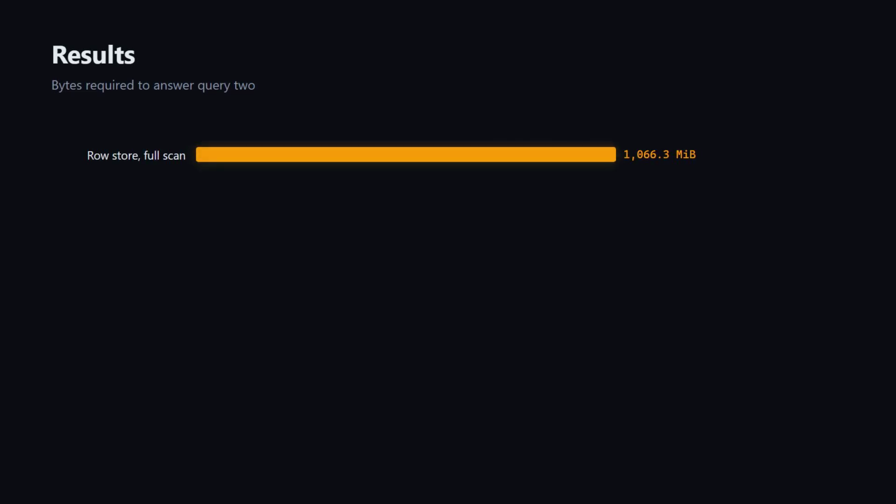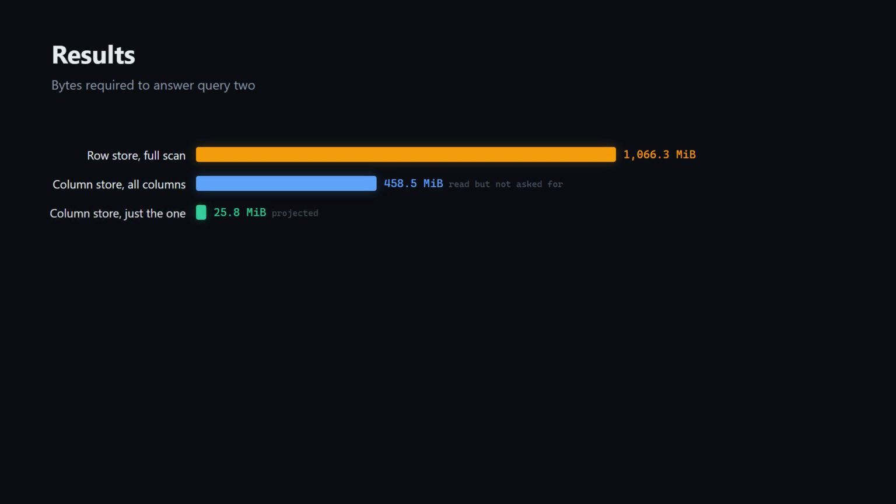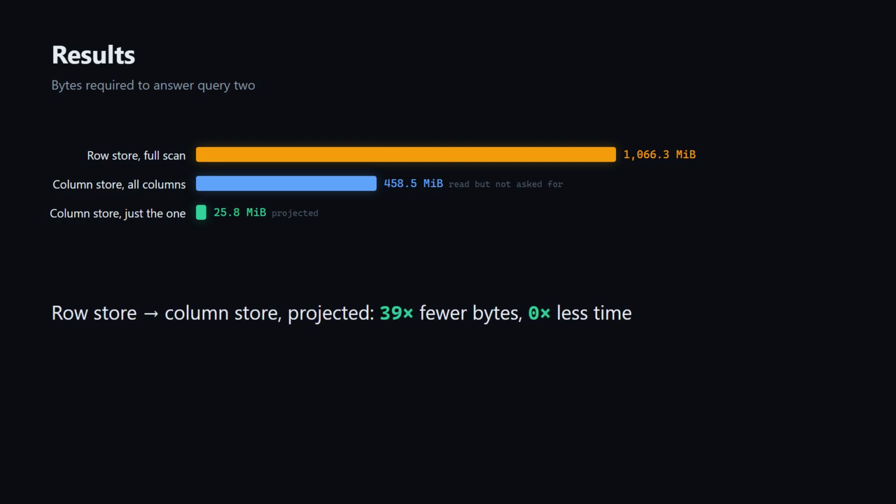Scan 5 million rows to answer query 2, and a row store forces you to read over a gigabyte. A column store that reads every column anyway still wins, just by decoding faster. But a column store that reads only the column you asked for needs 26 megabytes. 41 times fewer bytes for the exact same answer.